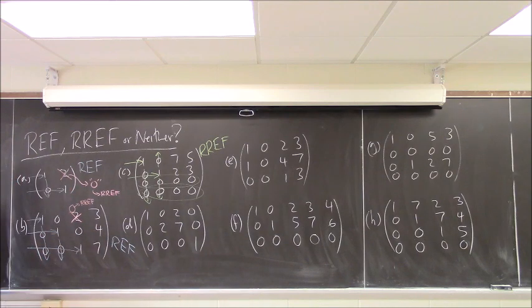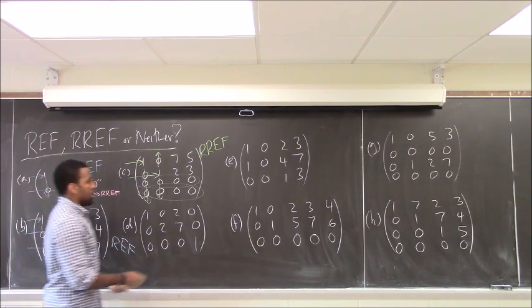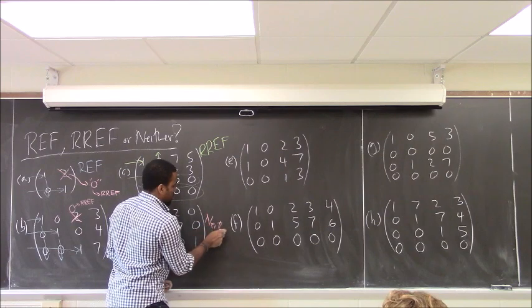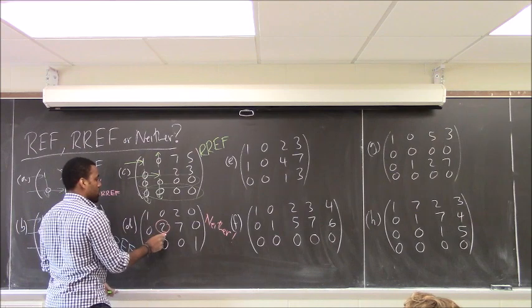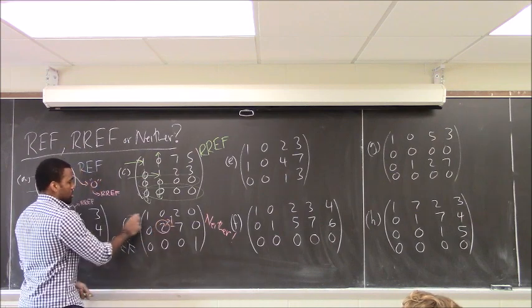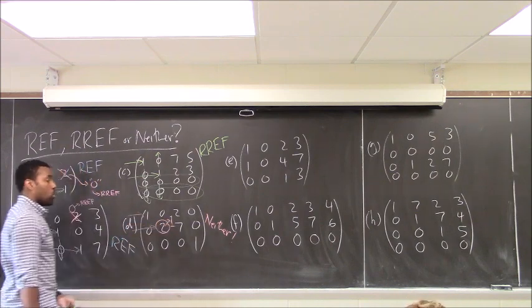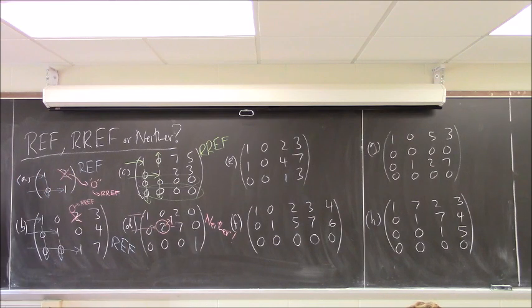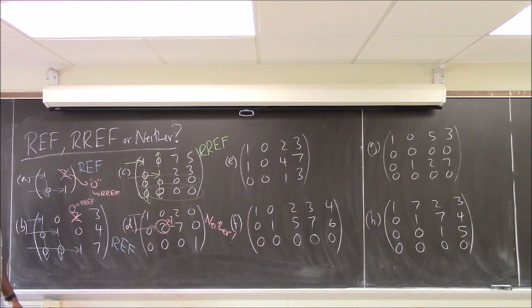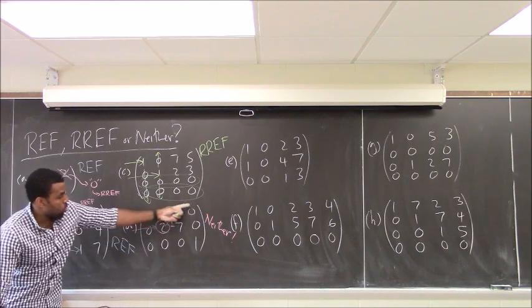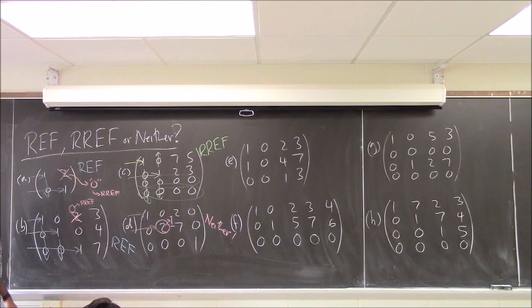This one? This is neither. Why? There's a 2. This 2 should be a 1. The first non-zero number in every row should be a 1, and here that is not fulfilled. So that would have to be a 1, and if that were a 1, it would be reduced, because all the ones would be the only non-zero numbers in their columns. They all appear to the right of the ones that are above them, etc.